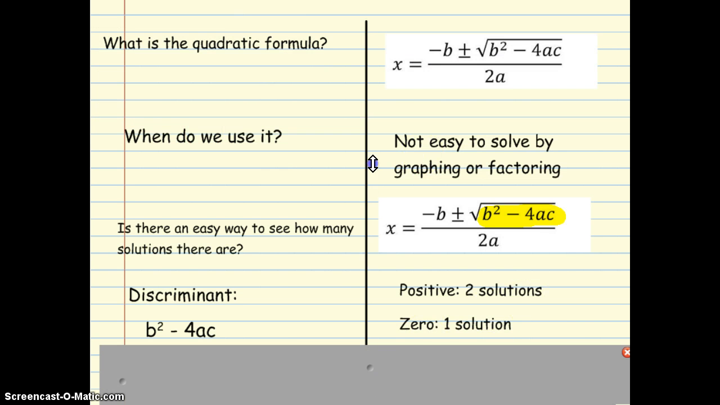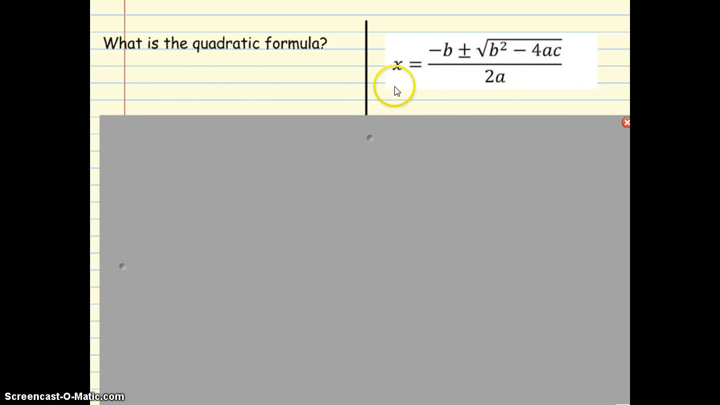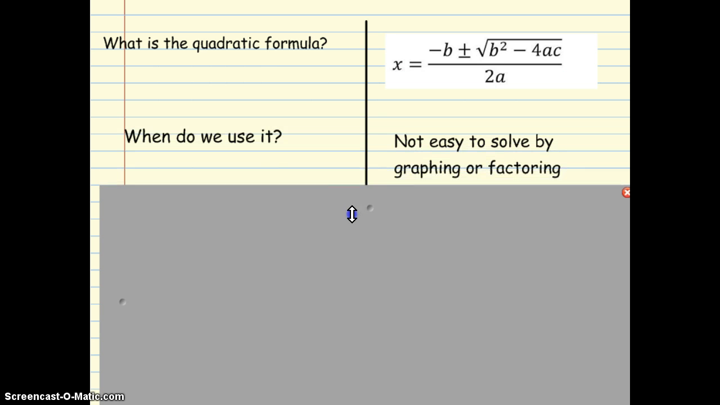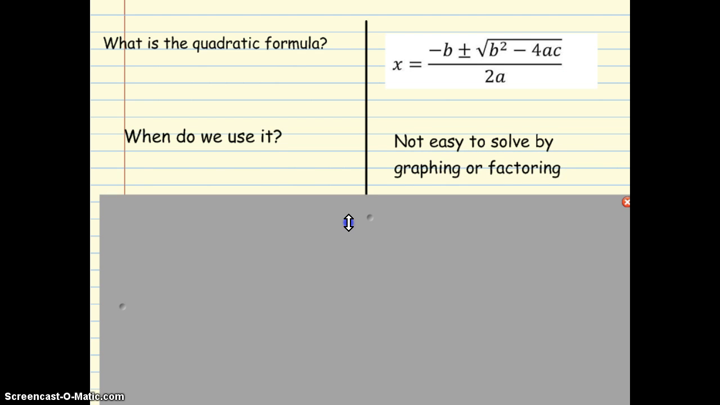What is the quadratic formula? It is right here. When do we use it? When it's not easy to solve by graphing or factoring. I should mention that these A, B, and C in this formula come from our general form for quadratic equations, ax squared plus bx plus c. That's where your A, B, and C come from.